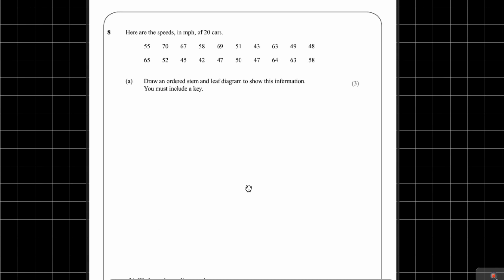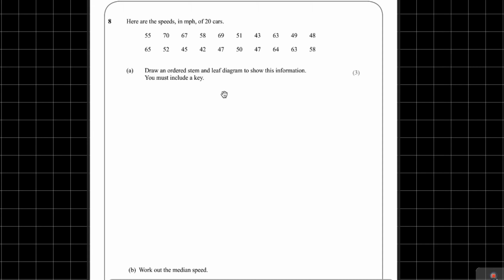Again, we're going to make a new ordered one. So this is more like you would get in the exam. You must include a key, etc. So here we're going to draw out our line to indicate the difference, and then we're going to work out what's our first value, which is the lowest value, which looks like 42, I think 42.